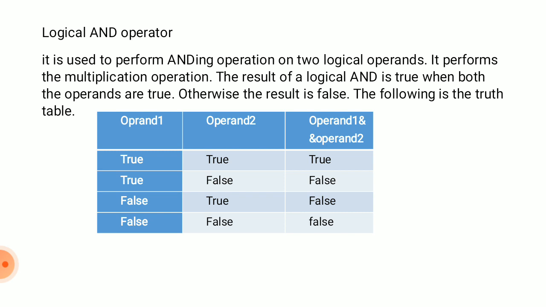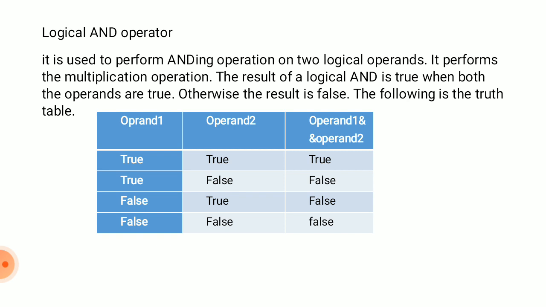It performs the multiplication operation of two operands. And how is it performed? The result of logical AND is true when both the operands are true. Otherwise, the result is always false. Here it performs on two operands, operand 1 and operand 2. The result will be true only when operand 1 is true and operand 2 is also true, that is 1 in binary. If any one operand is false, then the result is always false, or 0.